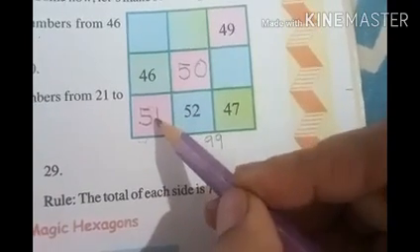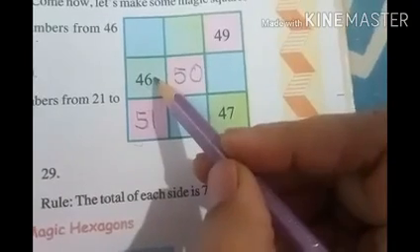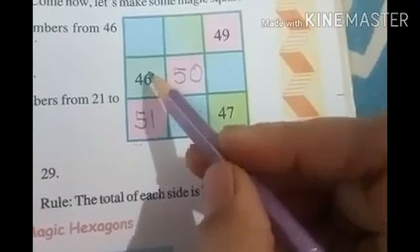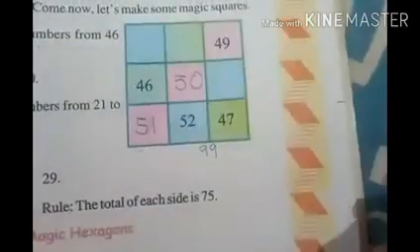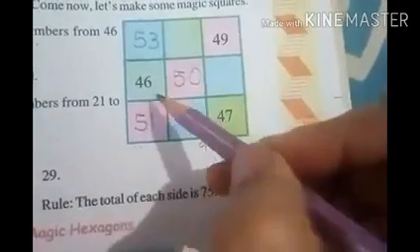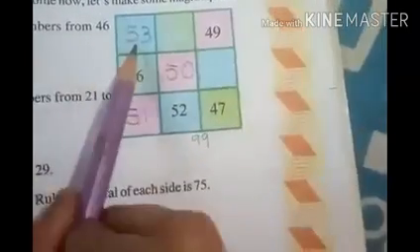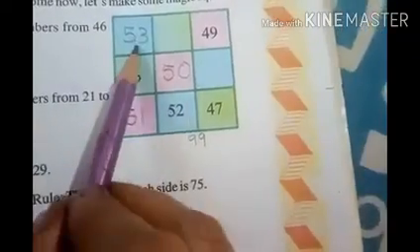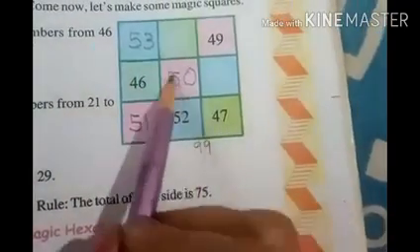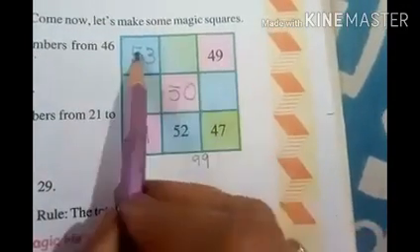You got 51, you got 46. So what is the total of these 2 numbers? It is 97. 97 plus one number here should give you 150. So can you guess which number it will be? It will be 53. 53 plus 46 plus 51 will give you 150. See, we got the 3 numbers 53, 50 and 47, and when you add these 3 numbers you will get 150.